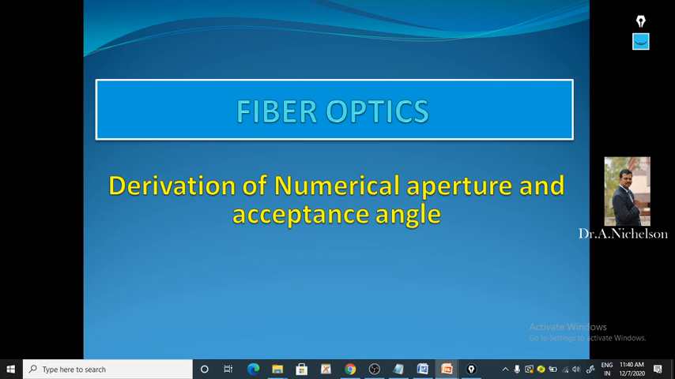So in this lecture we are going to see about the derivation of numerical aperture and acceptance angle. I will tell you what is numerical aperture and acceptance angle. So this is a complete derivation, so listen carefully. If you want, you can take notes also. So let us proceed.